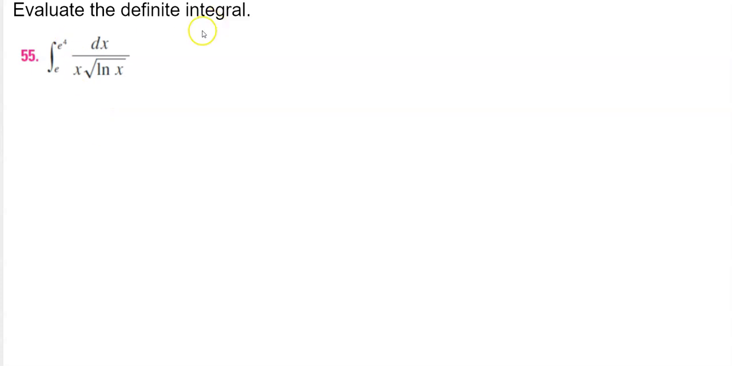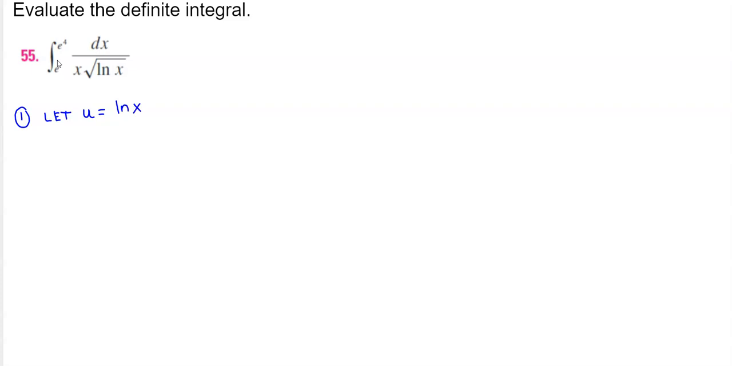Evaluate the definite integral. Here we have dx over x times the square root of the natural log of x, where the lower bound is e and the upper bound is e to the fourth power. So we first have to decide what we're going to substitute for u. In this problem, we're going to let u equal the natural log of x.